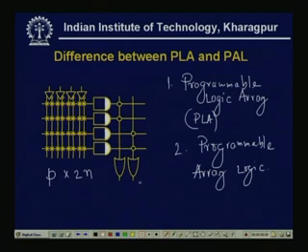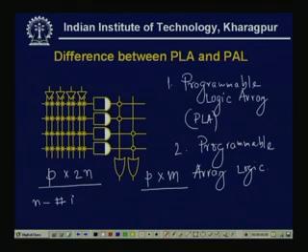and the OR plane size is say p by m, where n is the number of input variables and m is the number of output variables. So, both can be programmed.